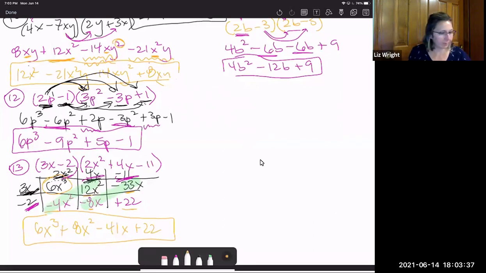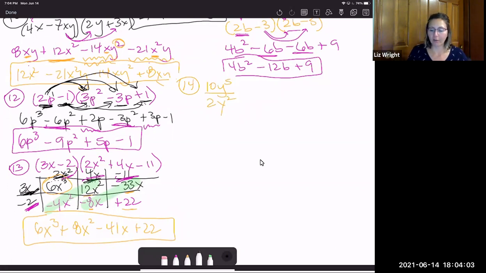Let's try this one. So here we are dividing, and this type we have actually done a little bit of, where we've done some dividing, where we've taken a monomial and we're dividing it by another monomial. So let's say we've got 10y to the 5th and we are dividing it by 2y squared.